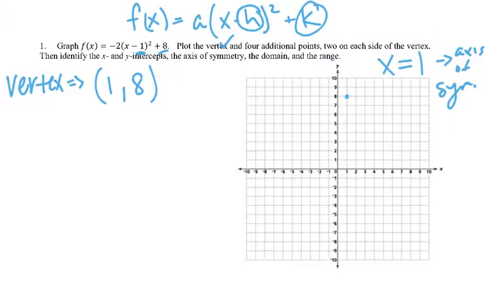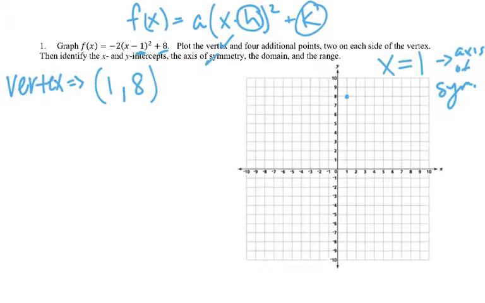We're then told to identify the x and y intercepts and the axis of symmetry, which we've already done, the domain, and the range of this function. So essentially we're asked to do a lot. One thing I might suggest doing is finding our x and y intercepts next, because that'll give us potentially additional points that will give us these 2 points on each side of the vertex.